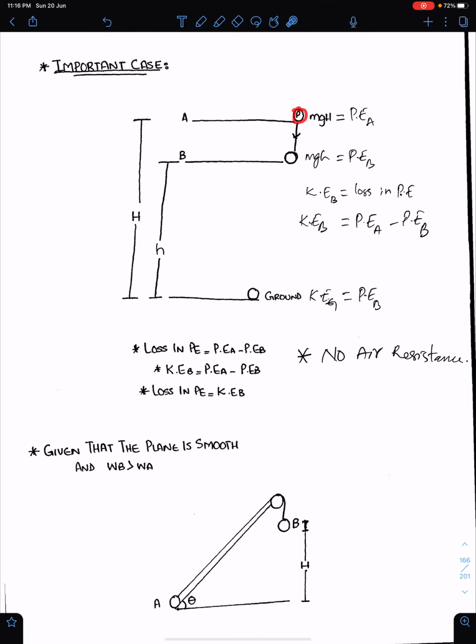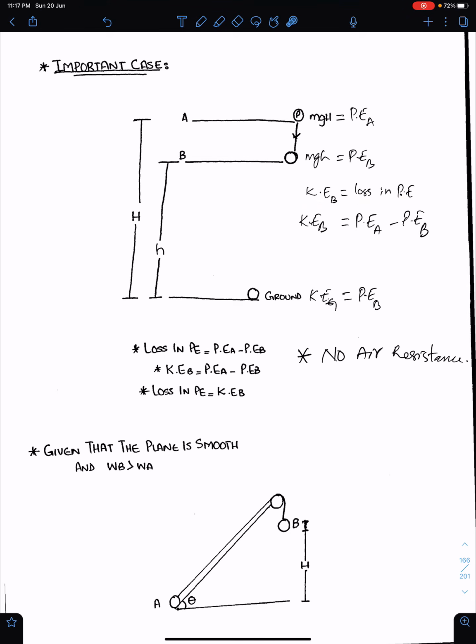This particle is released from this height h. At point A, this particle has this energy, mgh, potential energy at A. At B, it has this potential energy. So when this particle is released from point A or from this height, then at B, at this point, kinetic at B will be loss in potential.